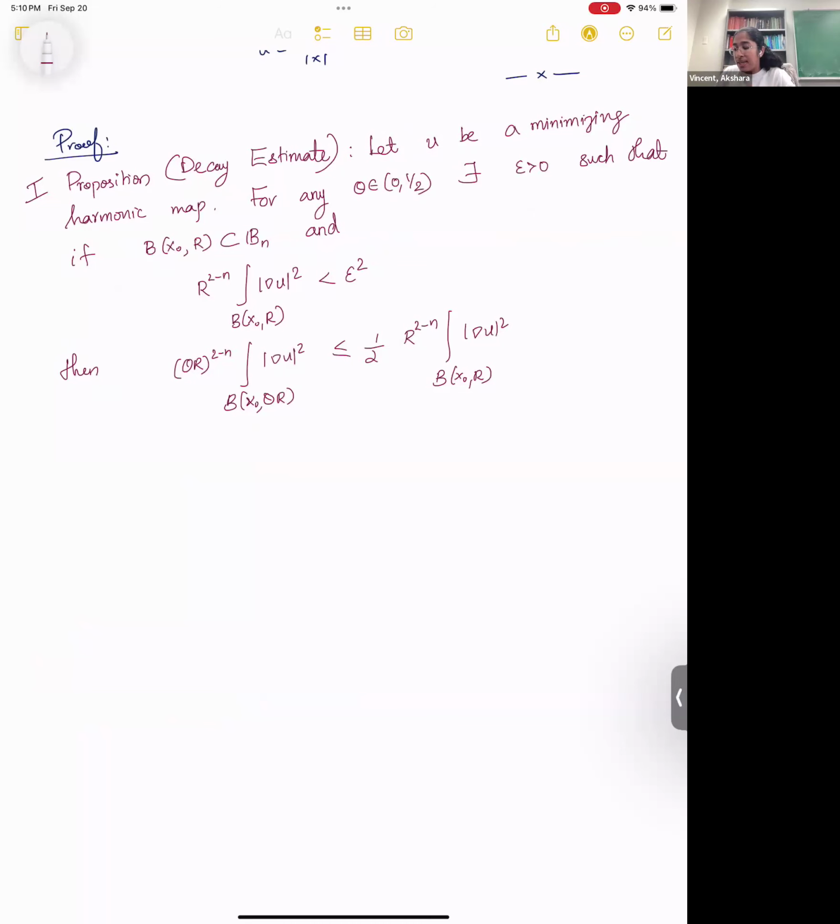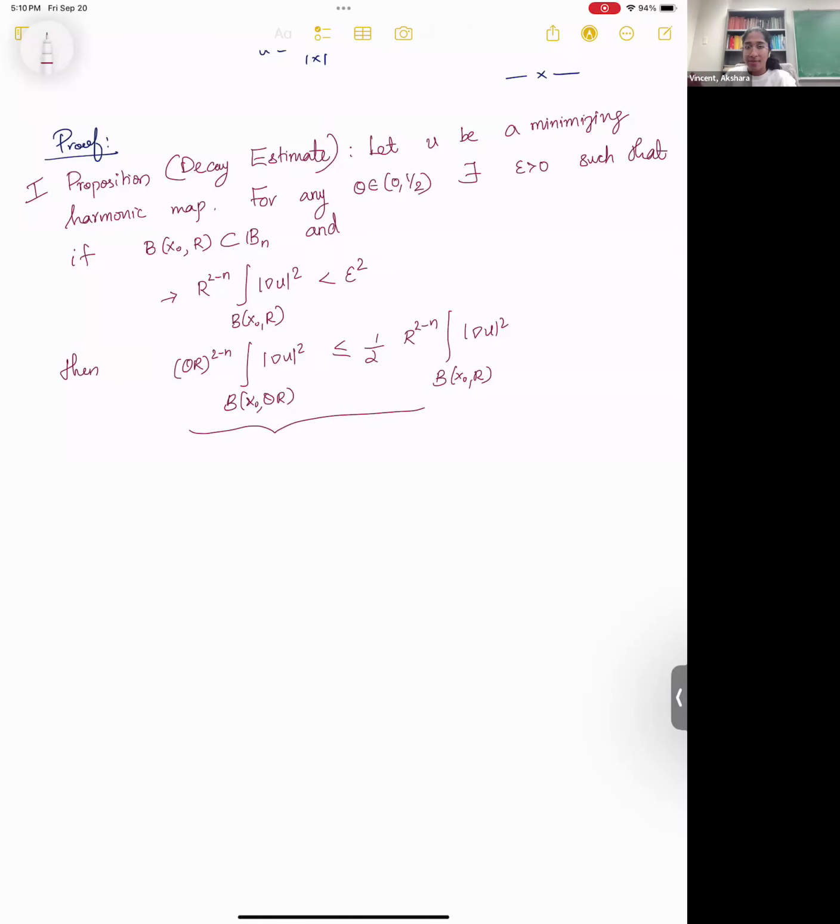So what this proposition states is that suppose you have a small ball within our domain, say B(x0, R), such that there is a certain bound on this energy here. This is similar to energy with the factor R to the power 2 minus n. If we have a bound on this energy, then we can go to a smaller ball, say theta R, and the energy is still bounded. That's why it's called the decay estimate.